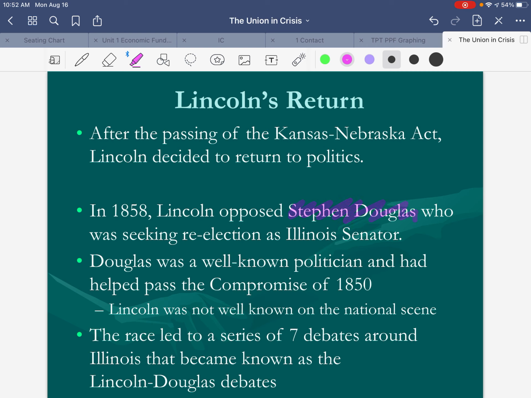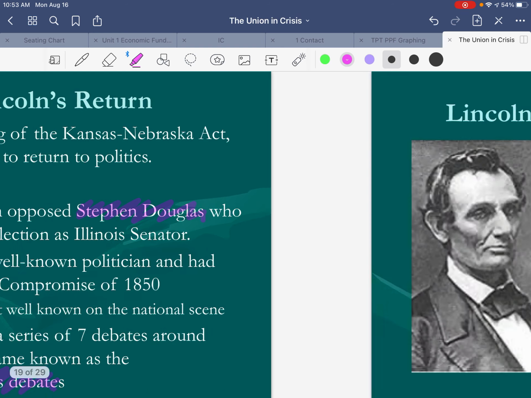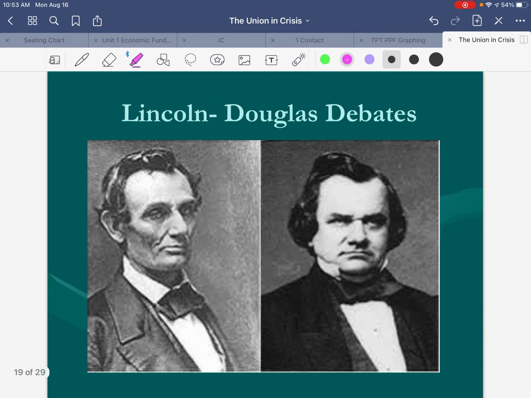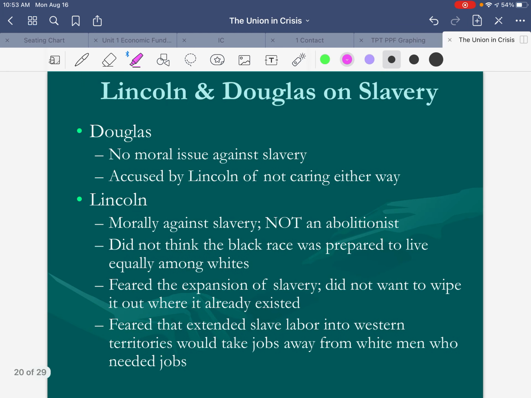Douglas was well known. He had helped with the Missouri Compromise and the Kansas-Nebraska Act. And there are 7 debates around Illinois where they meet in different cities and debate publicly about slavery. And they're called the Lincoln-Douglas debates. And there's Stephen Douglas and there's Abraham Lincoln on the left. So what are their opinions on slavery and these things? Because slavery is the hot topic when everyone who's running for office is talking about slavery.